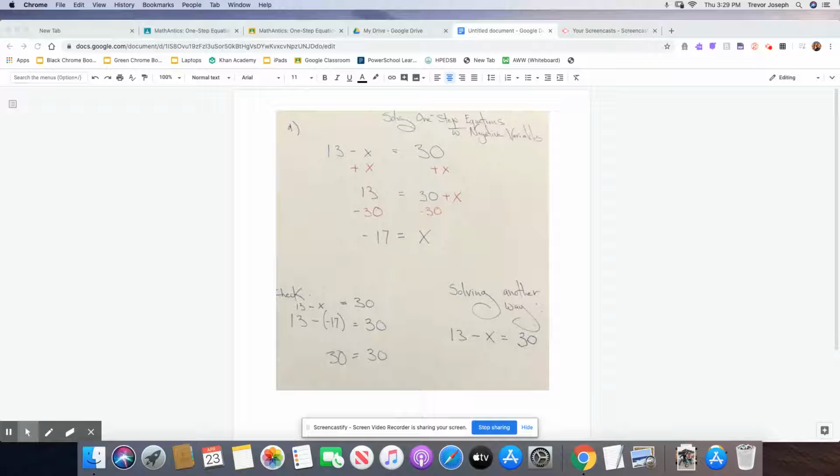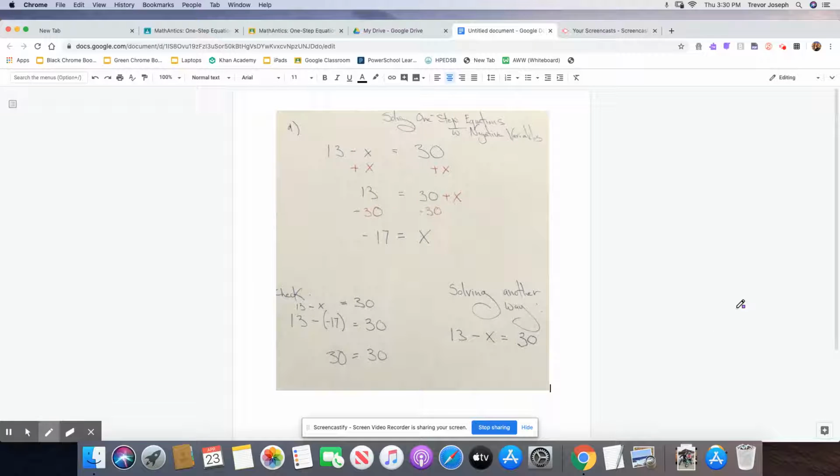All right, everyone. Today we're going to solve one-step equations, and we're really going to be focusing on negative variables. This is from the Math Antics video that you watched and made notes on. You did a great job, and here's the spot where we want to work on, as well as how to check your answer.